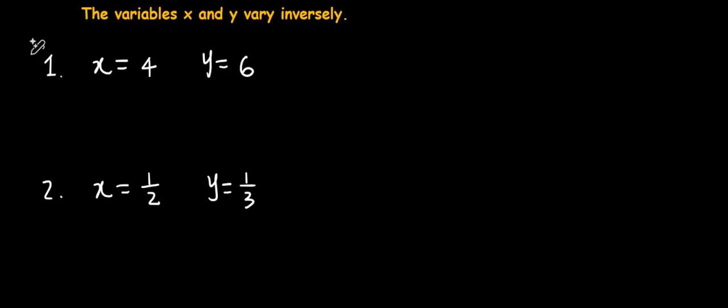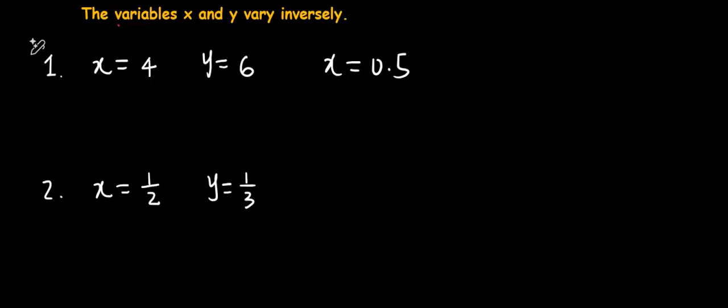In this video, we're given that x and y vary inversely, and we're going to use the given values. The first one is x is 4, y is 6, and the next question is to write an equation relating x and y. Then we're going to find y when x is 0.5.